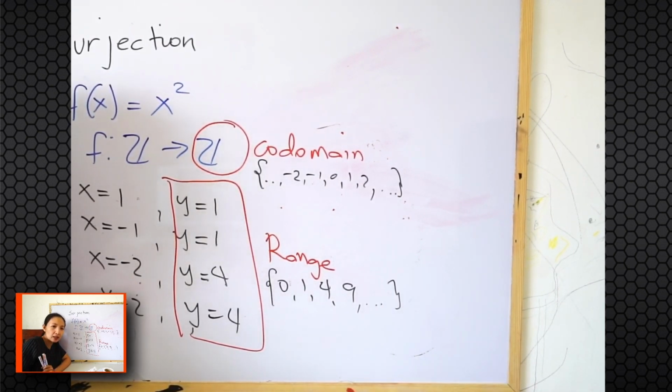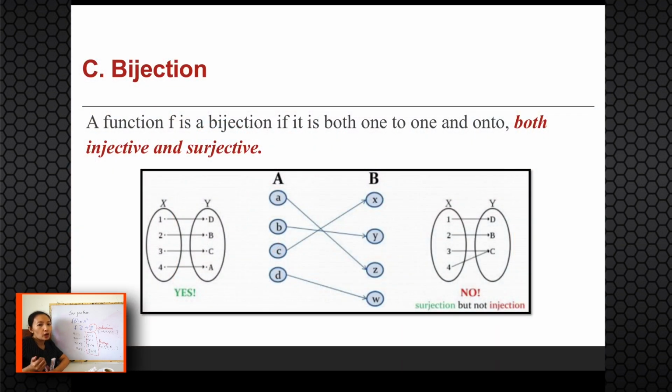I hope everything is clear about surjection at this point. Now, may we proceed to the next. The last for this afternoon is bijection. A bijection is when the function is both 1-to-1 and onto. A bijection is both injective and surjective. What did we say about injective? 1-to-1. And surjective? Surjective if the range and the codomain are equal.